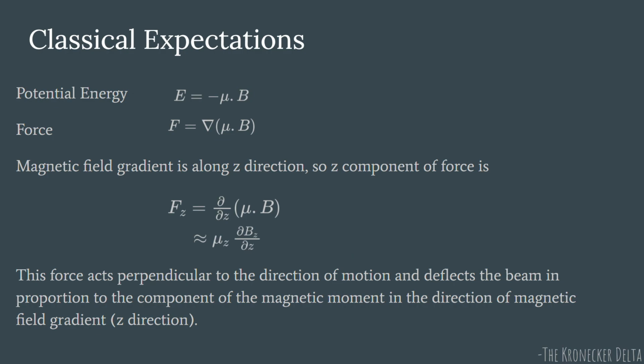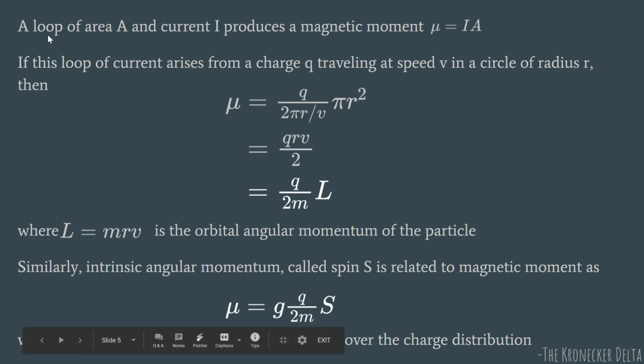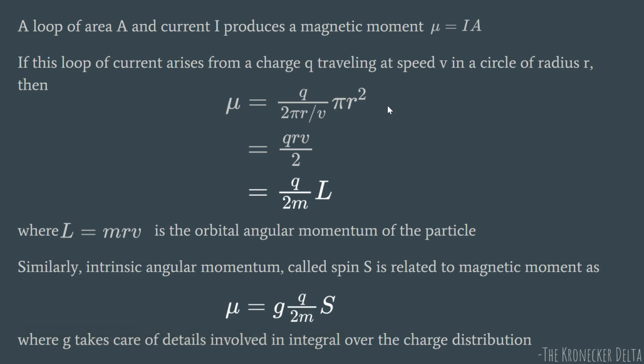So they generate current loops. What we know is a loop of area A and current I produces a magnetic moment mu equals IA. That we know, right? So now if there is a charge q traveling at a speed v in a circle of radius r, so I is q by t, time is distance upon speed, distance is 2 pi r by v, and the area is pi r squared.